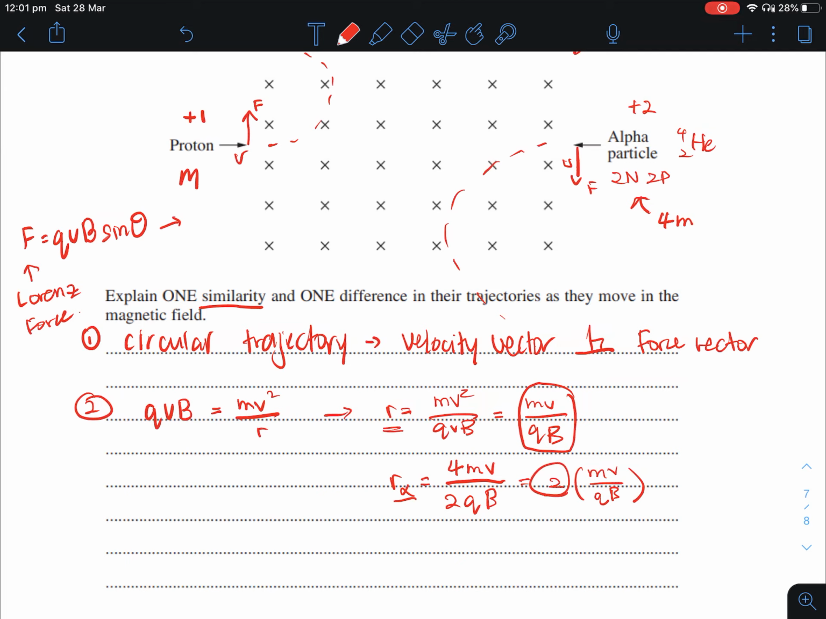Okay, and so that's why the difference is that the trajectory of the alpha particle has a radius of double that of the proton.